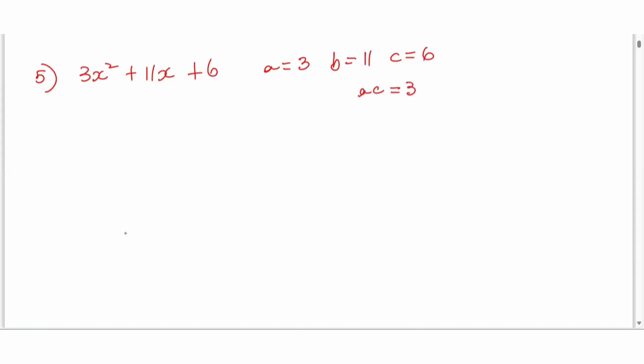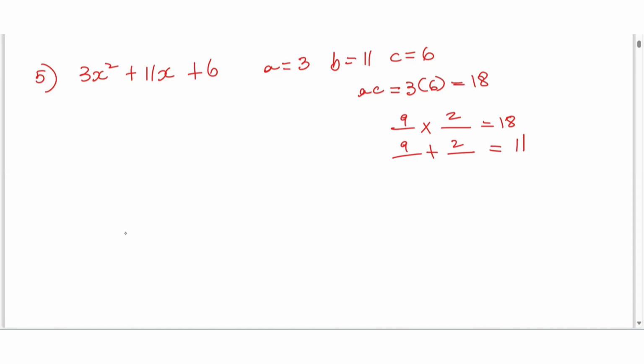So if we multiply A times C, we're going to get 3 times 6, and this is going to give us 18. We need two numbers that are factors of 18, such that if you multiply them, you will get 18. But if you add them, you will get the B term, which is 11. So right there and about, we're thinking of 2 and 9. So 9 times 2 is 18. 9 plus 2 is 11.